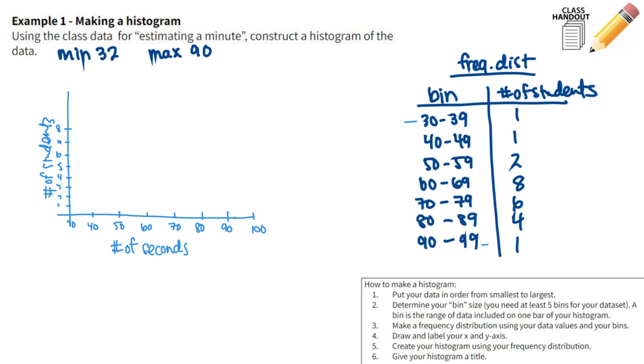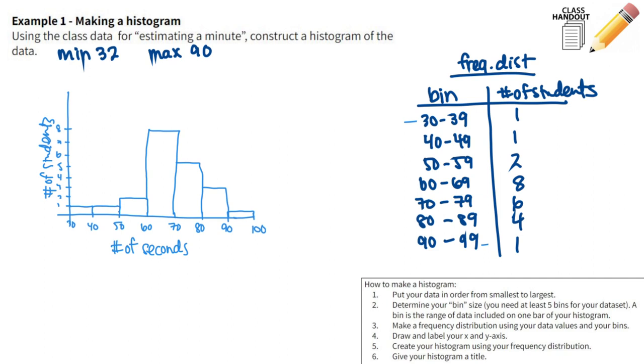Okay, so now basically the first bar is going to be 1 unit high, and that represents the 1 student who is between 30 and 39. Same thing with the second bin. That represents the 1 student who is between 40 and 49. Then we have 2 students between 50 and 59, so I'm going to go up to 2. Then we have 8 students in the next bin. And then we have 6 students, 4 students, and then we have 1 student in the last bin.